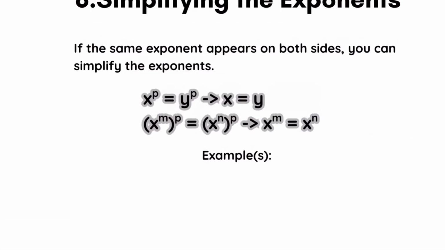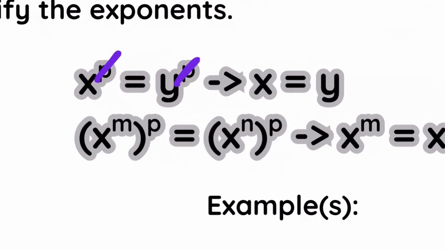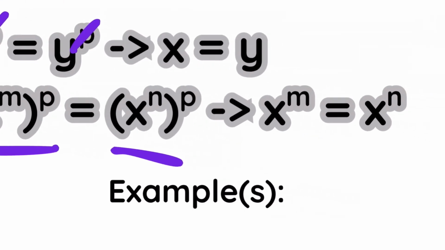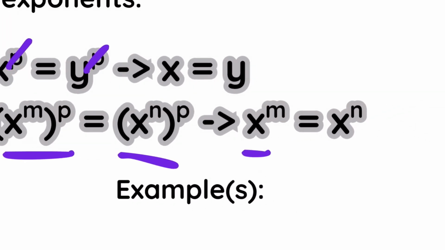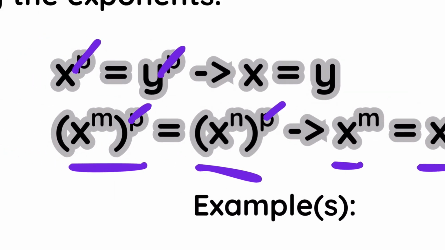Going for the eighth rule, simplifying the exponents. If the same exponent appears on both sides, you can simplify the exponents. Okay? So I have, for example, x to the power of p equaled to y to the power of p. This will be x equaled to y. I simplified p and p, I removed them because they were the same. And the same with this one. x to the power of m all to the power of p equaled to x to the power of n all to the power of p. This will be the same as x to the power of m equaled to x to the power of n. I again removed p's in here.